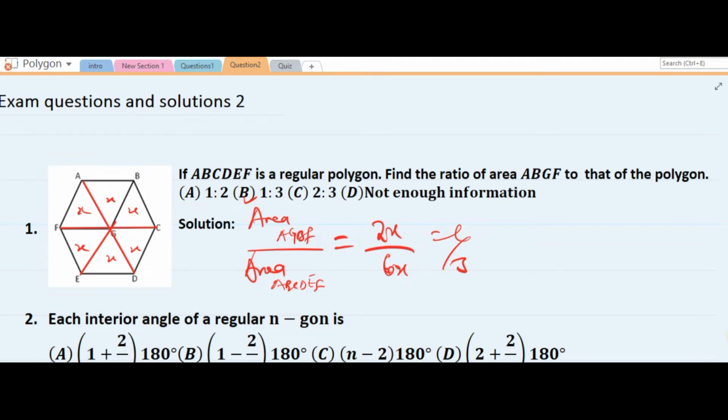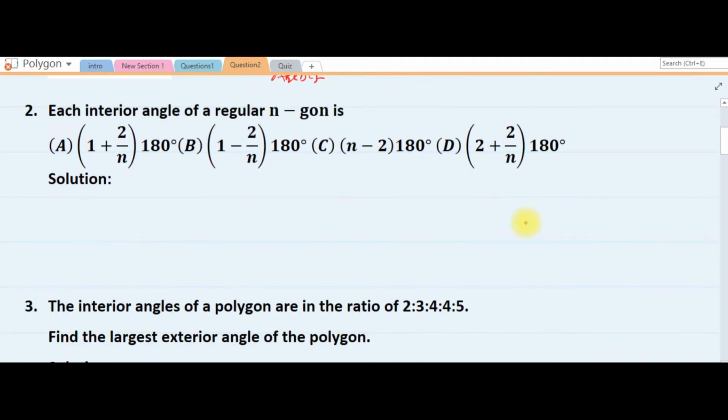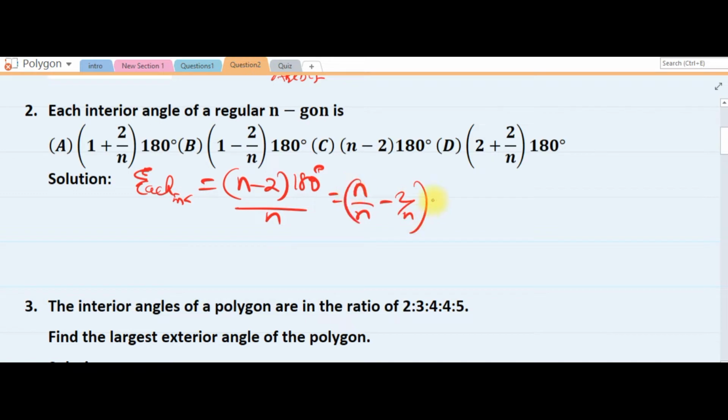So the next question, they said each interior angle of a regular n-gon is what? From our formula, each interior angle of a regular polygon is always (n minus 2) times 180 over n. So we can still reduce this as n over n minus 2 over n times 180. Finally, we'll have 1 minus 2 over n times 180. That just simplifies. So the answer is B.